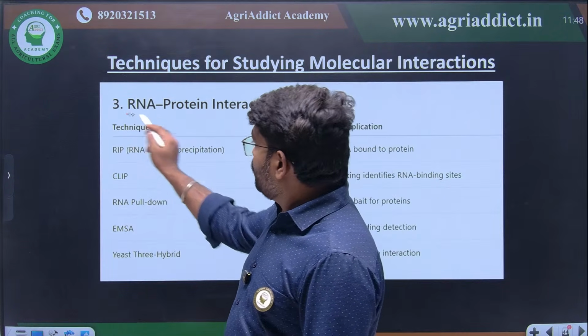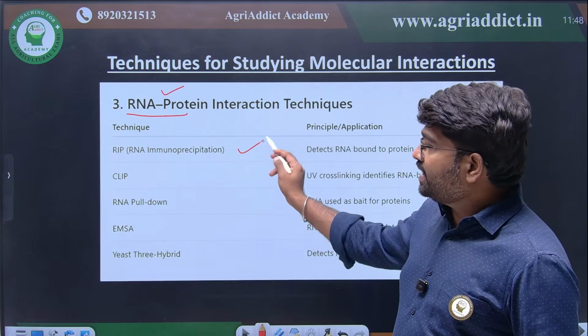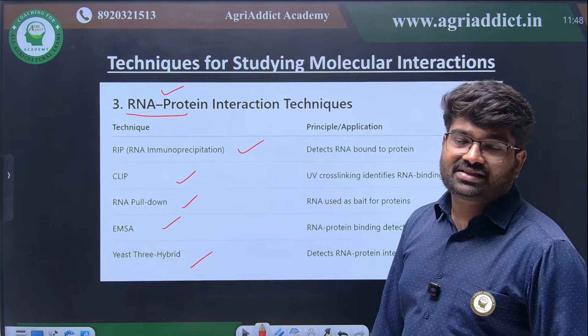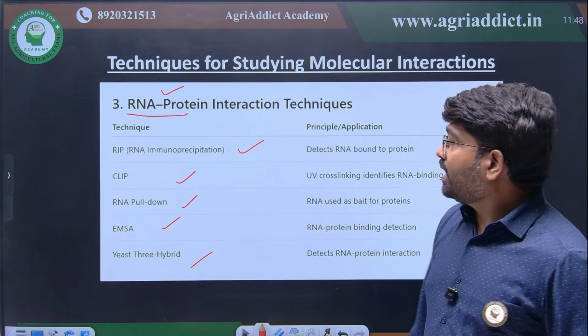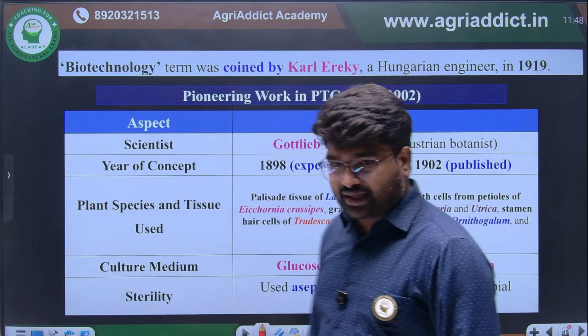Okay, the most important is RNA protein interaction. This we have already seen. RNA immunoprecipitation, CLIP, RNA pull down, EMSA, Y3H. These are the different techniques used for studying the RNA protein interaction. Okay, with this we are completing the techniques in biochemistry.